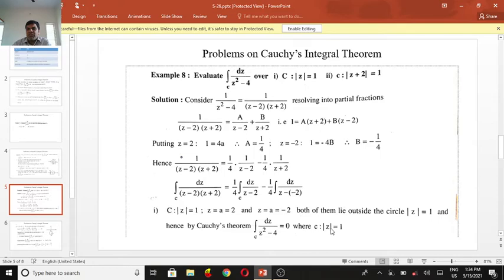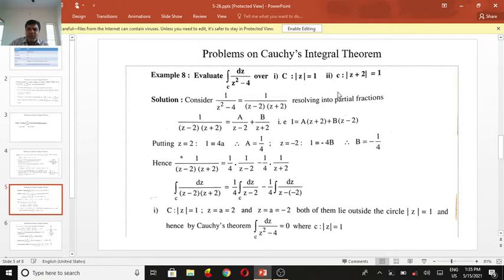This is a property of the integral. If the point lies inside the circle, we get evaluated values. If it lies outside the circle, the Cauchy integral says the total is 0. So C is the given mod z equal to 1. The points a equal to 2 and a equal to minus 2 are outside the circle, so by Cauchy's theorem the integral is 0. That means integral of dz divided by z square minus 4 equal to 0, where C is such that mod z equal to 1.